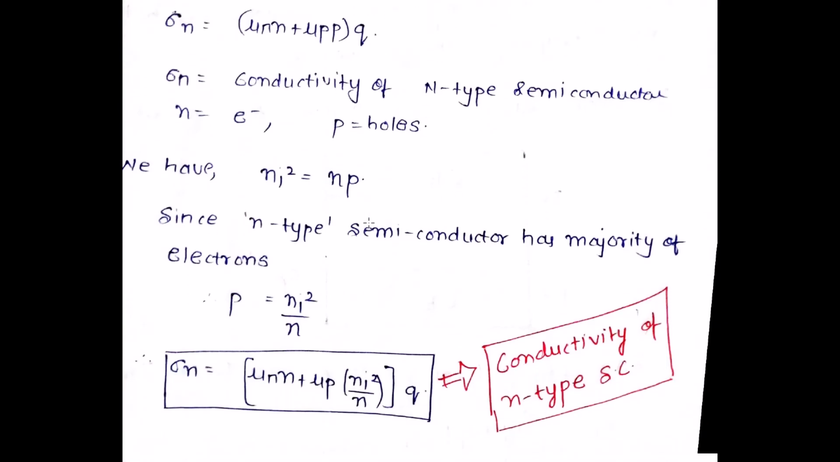We have a standard equation. This is a very important equation. You should remember this. ni square is equal to np. It's a very standard equation. You should remember this: ni square is equal to np.